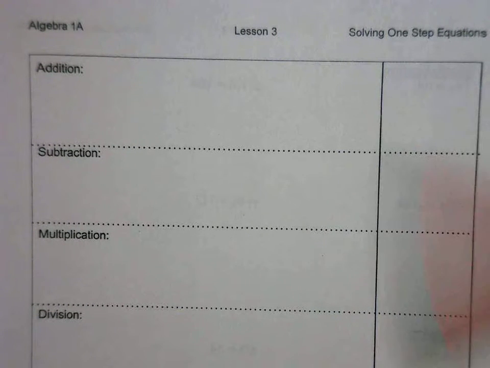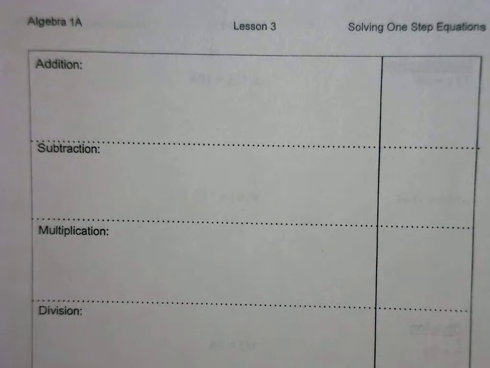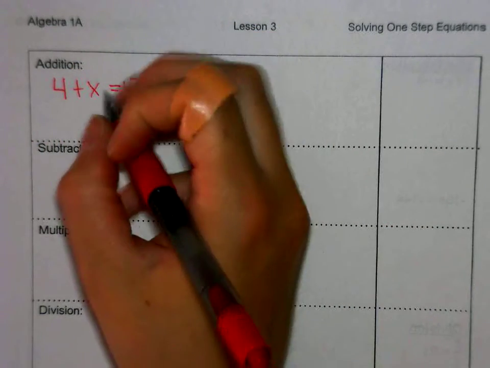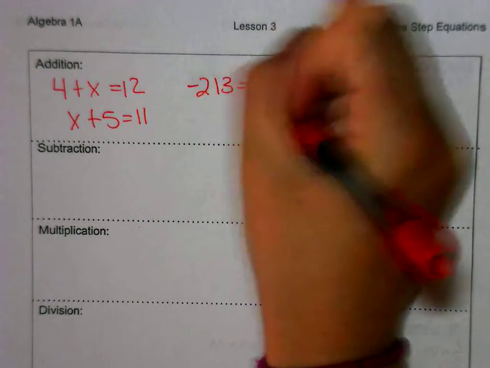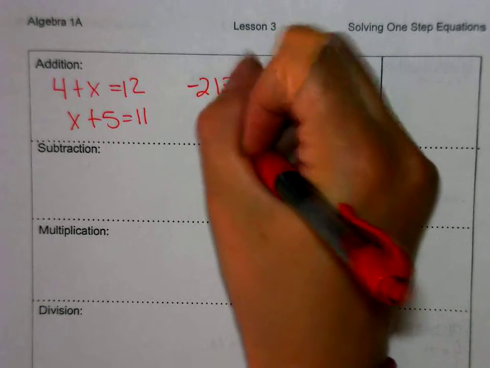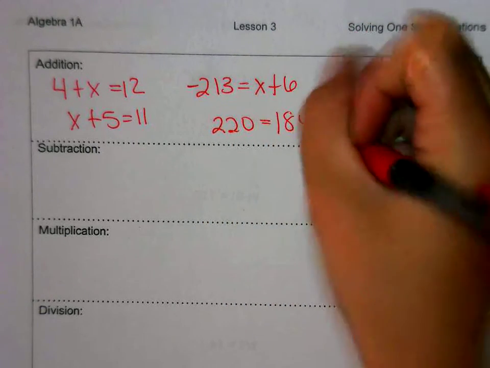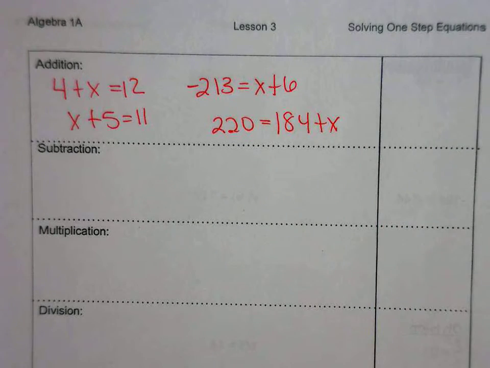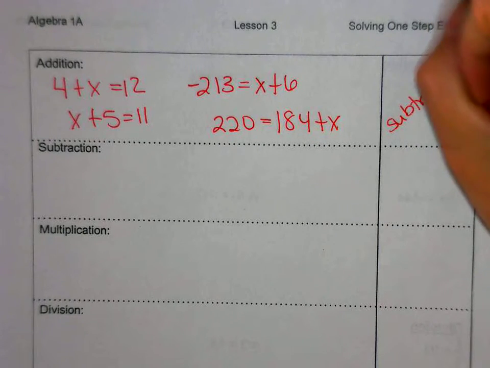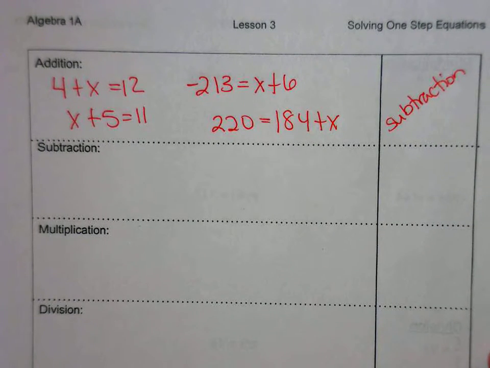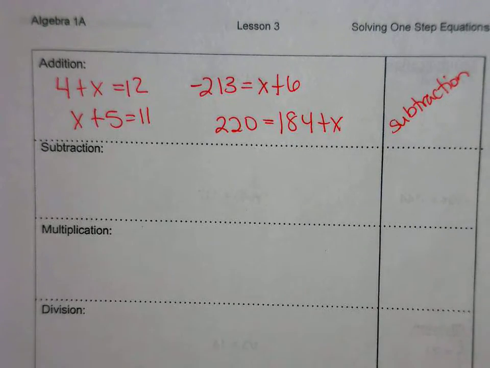Some examples of each type of one-step equations, and then we're going to do some practice problems. So for addition, we could have, these are examples of addition one-step problems. And the major thing we need to remember is the opposite of addition, or the inverse of addition, is subtraction. Let's look at some examples of what subtraction may look like in a one-step equation.